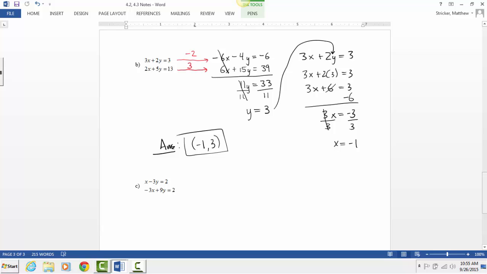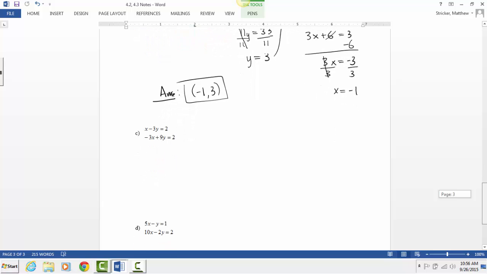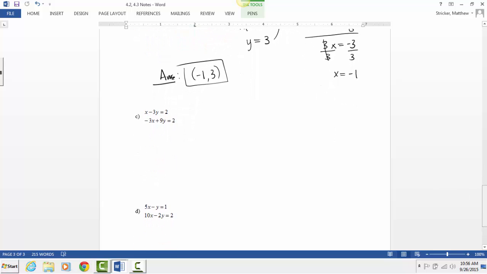Take a look here at a few more examples. The next example, notice I have, again, if I add right away, nothing's going to eliminate. If I wanted to eliminate the x's, what would I need to have in front of this x? I would need to have a 3. So let's go ahead and take that whole equation and multiply it by 3. If I do that, I get 3x minus 9y equals 6.